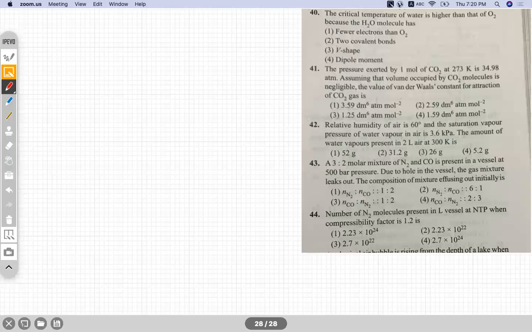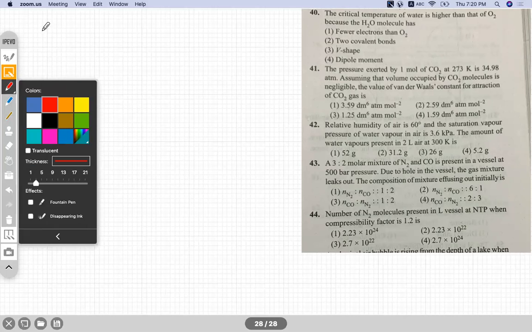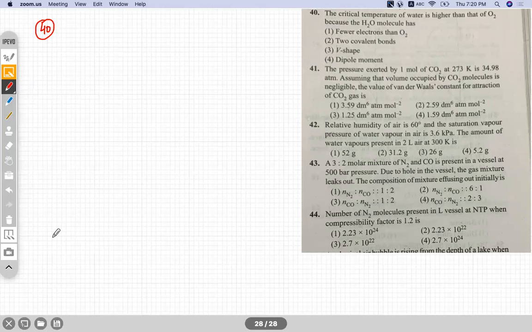See, these 5 questions we are going to see. Question number 40. The critical temperature of water is higher than that of O2 because the H2O molecule has. These options are given.